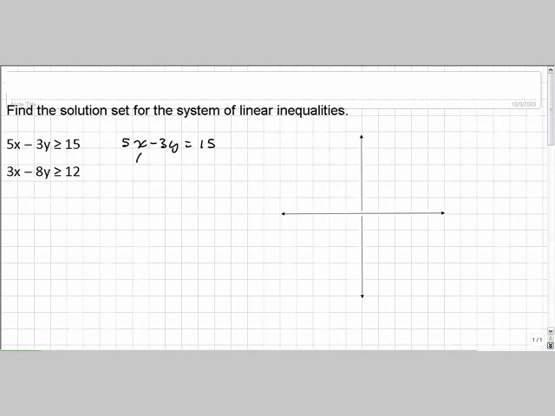By letting x equal 0, we can see that our y-intercept is negative 5. And by letting y equal 0, we can see that our x-intercept is 3. So we're going to graph this line by plotting the points (3, 0) and (0, negative 5). Since we have a greater than or equal to, we'll use a solid line.